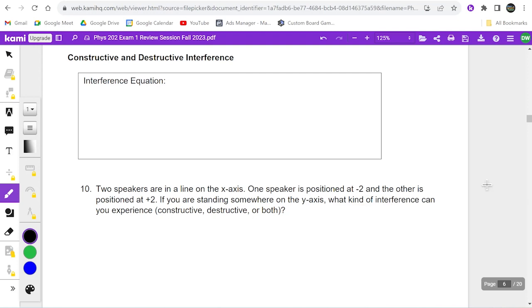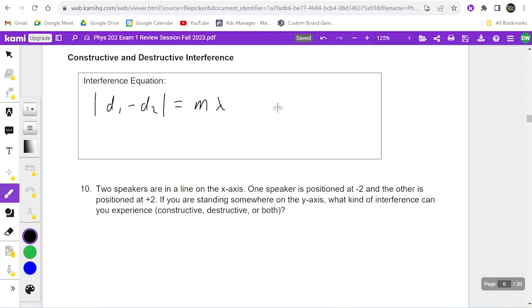So constructive and destructive interference, one of the topics I used to hate the most because I had no idea how to do it. But now that I know the equation and how to solve these problems, I realize they're really not that bad and they're actually kind of nice. So here's what I'm going to write for the interference equation. By the way, I do this for both constructive and destructive. I write the absolute value of d1 minus d2 equals m times lambda.